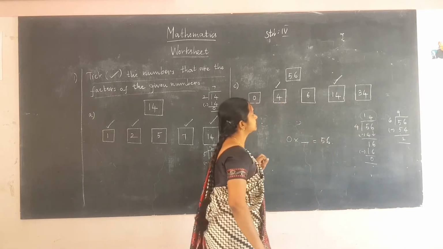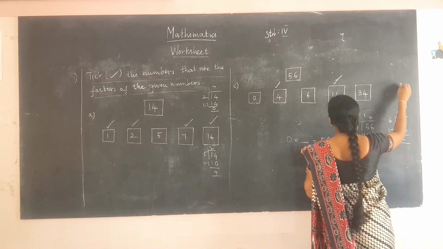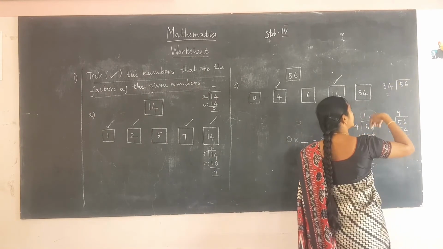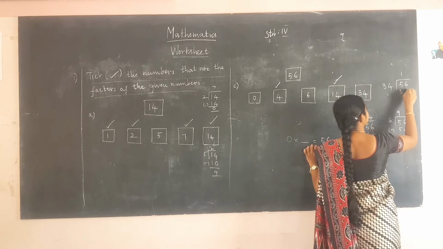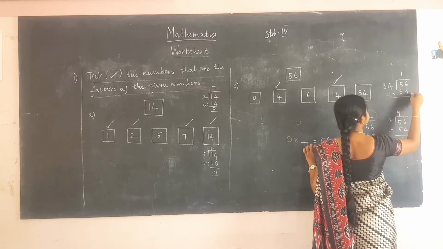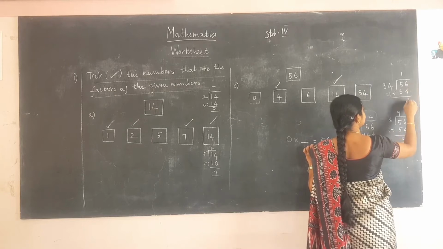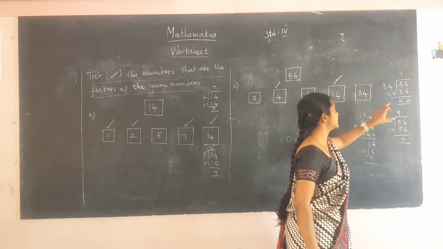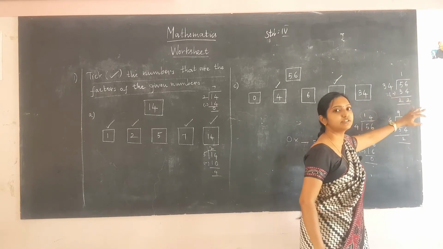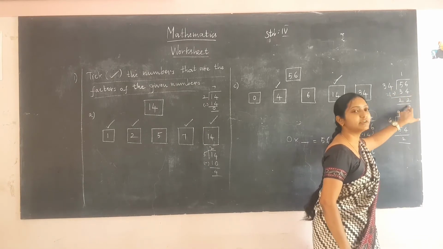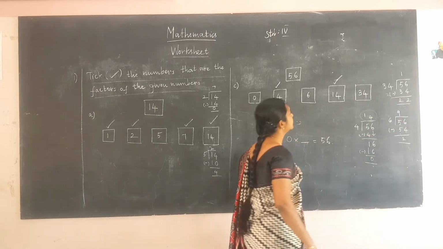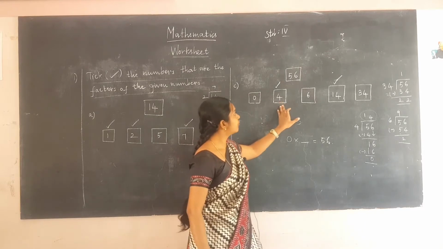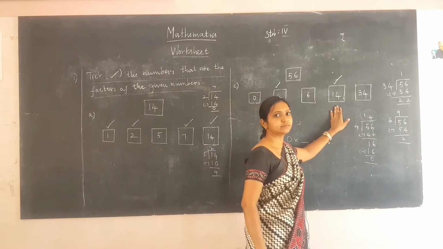Let us consider 34. Divide 56 by 34. 1 34 is 34. Now subtract. 6 minus 4 is 2. 5 minus 3 is 2. 22 is less than 34. So we cannot divide. So in the remainder we are having 22. So 34 is not a factor of 56. The factors of 56 are 4 and 14 only.